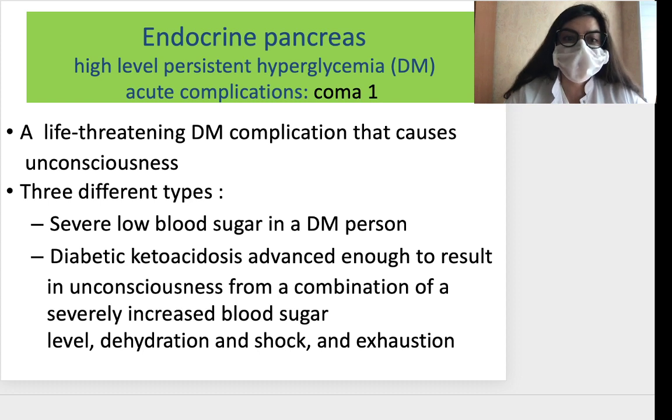Okay, a life-threatening diabetes mellitus complication that causes loss of consciousness. There can be 3 different types of comas. It is severe low blood sugar in a diabetes mellitus person, or hypoglycemic coma. It is diabetic ketoacidosis advanced enough to result in loss of consciousness from a combination of severely increased blood sugar level, dehydration and shock and exhaustion.